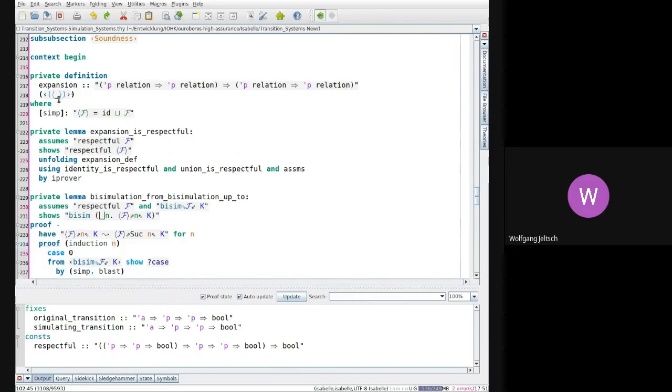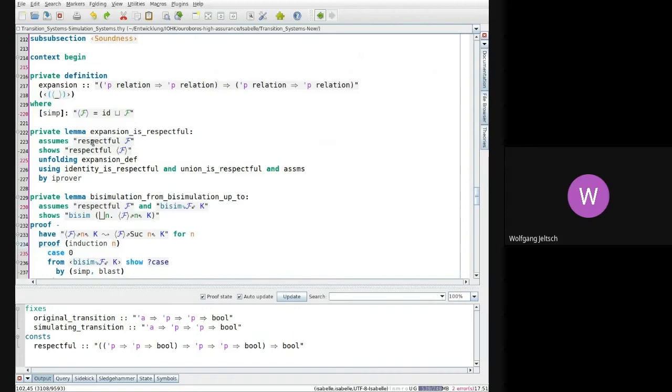The syntax is these angle brackets, and the underscore marks the argument, so you can write it as I did before, in this point-free style again. So the expansion of f is the identity joined with f. If you apply the expansion of f to a relation k, then it's k union f of k, and this is what we saw previously all the time.